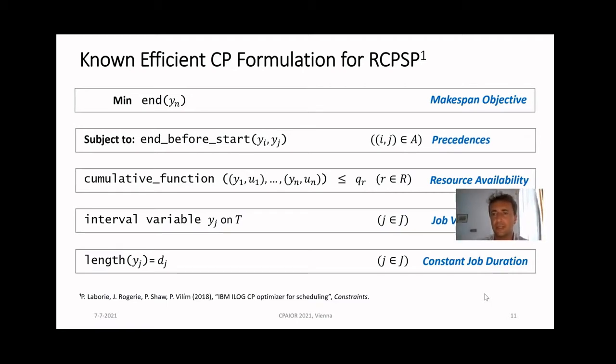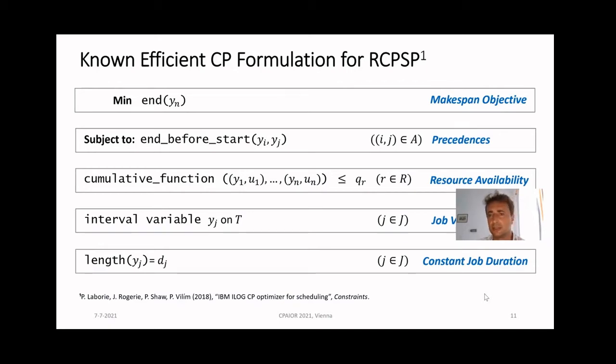So a known efficient formulation for the RCPSP is given here. It's based on interval variables. It's a formulation that's expressed for CP optimizer, iLog CP optimizer. It has fixed durations, meaning that the lengths of these interval variables are specified by the durations of the jobs.